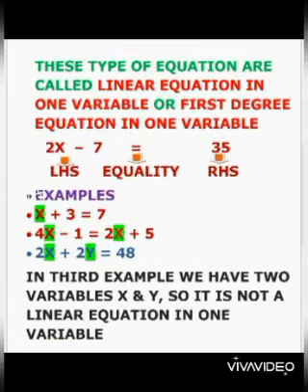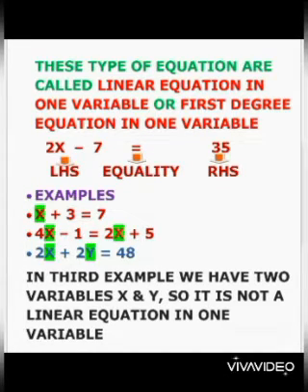So, as this equation has only one variable and the highest power is 1, we call such equations linear equations in one variable, or we can also call them first degree equations in one variable.